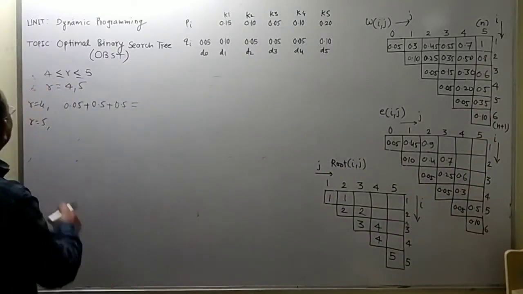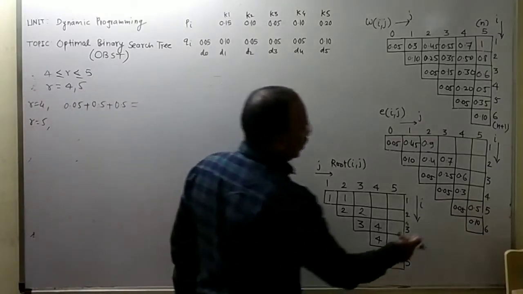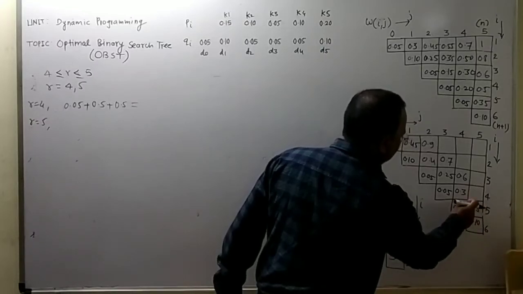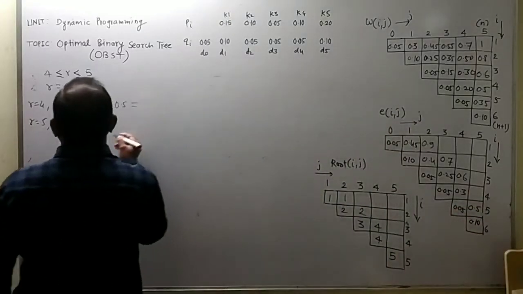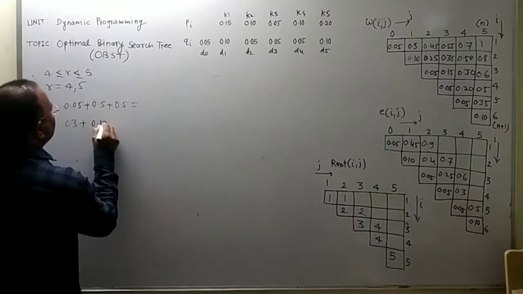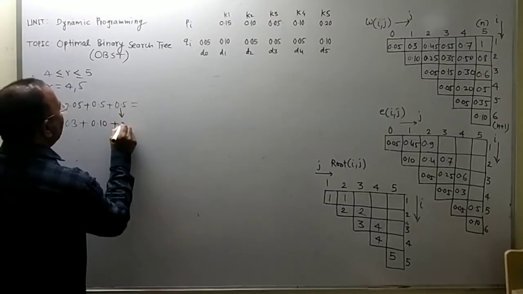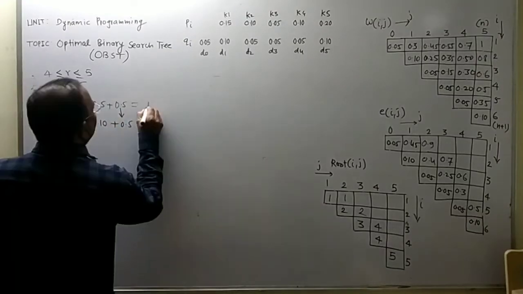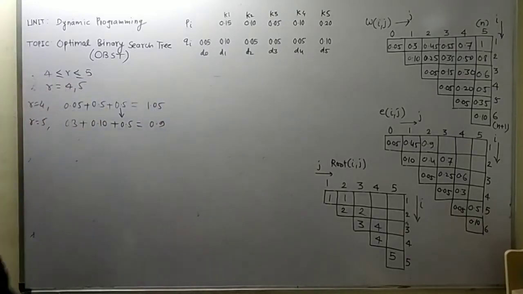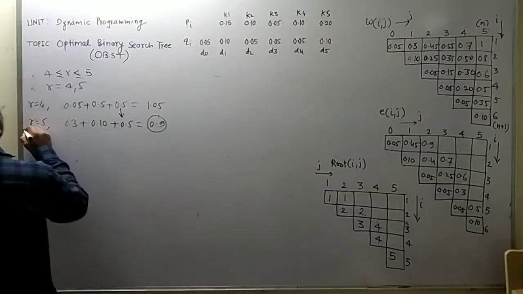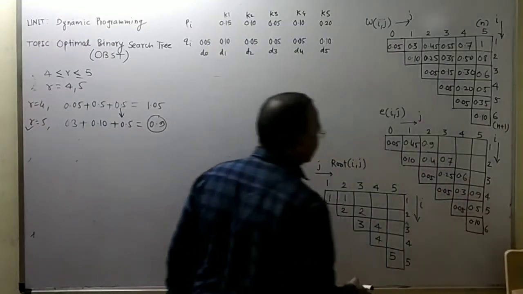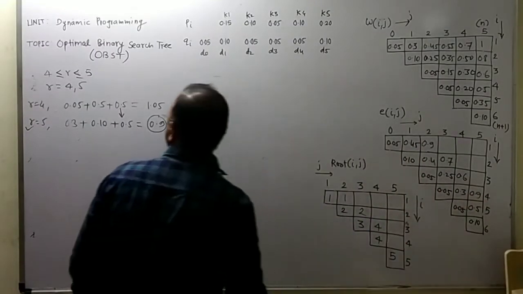Is equal to, for r is equal to 5, 0.3 for this one, 0.3 plus last value, that is 0.10. 0.3 plus 0.10 plus W value 0.5 is equal to 1.05, and 0.9. Out of this, minimum is 0.9 for r is equal to 5.